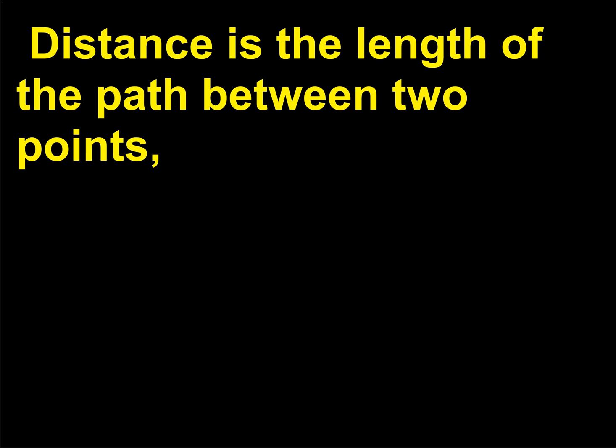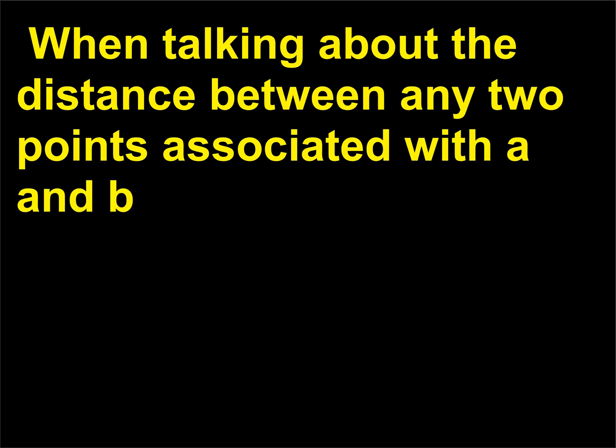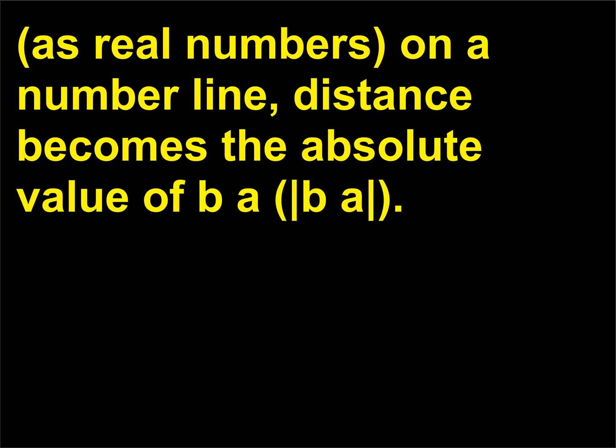Distance is the length of the path between 2 points, or the length of a segment, for example, between points A and B. When talking about the distance between any 2 points associated with A and B as real numbers, on a number line, distance becomes the absolute value of B minus A.